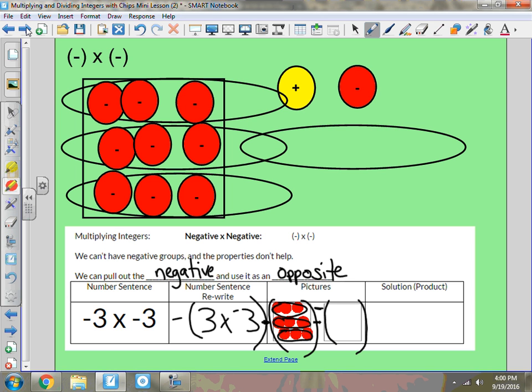And it looks like since I have 3 groups of -3, I'm just going to draw them without those grouping circles. And so I have a -9. So in my solution, I'm going to go ahead and write this. I've got the opposite. In my parentheses, I found that I had -9 in there. But I know that the opposite of -9 is actually going to be a +9. So that means that my final answer, -3 times -3, comes out to be a +9.